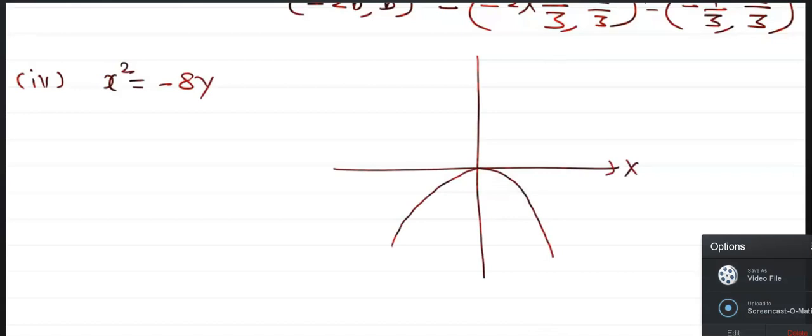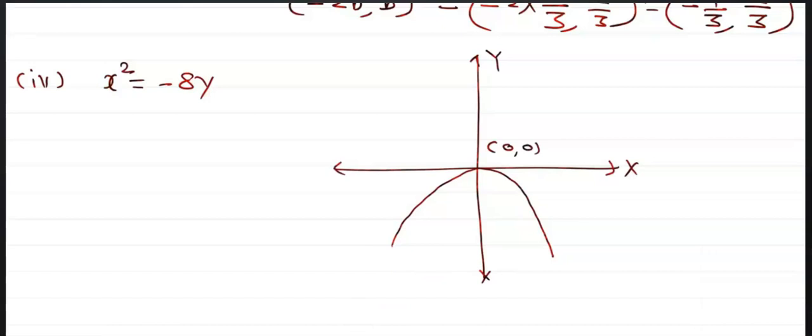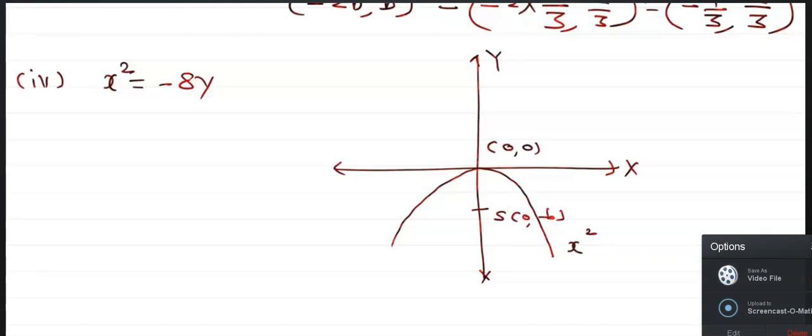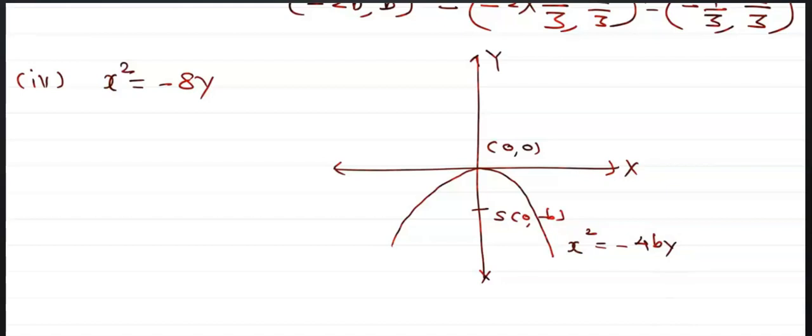Next is, this is the parabola. It is symmetric about the y-axis. The vertex is 0, 0. The focus is 0 comma minus b, of the form.